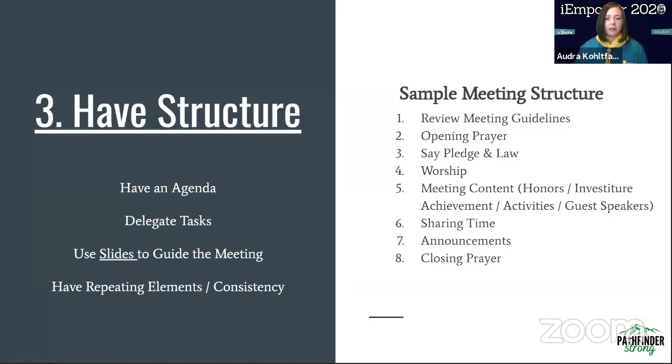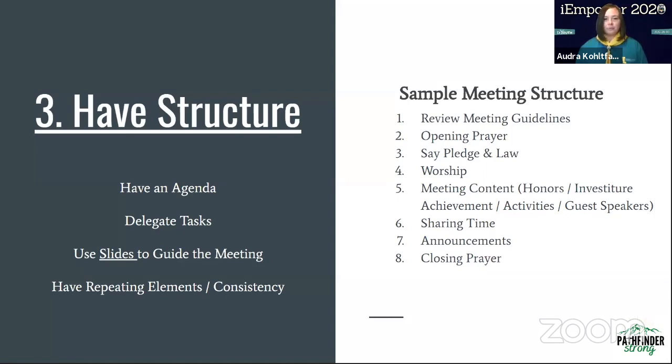So here's an example. This is kind of how I run my virtual meetings. We always start by reviewing the meeting guidelines to make sure that what is expected of the kids each time is clear. We have opening prayer. We say the pledge and law, which is kind of fun. We have all the kids unmute themselves, and on the count of 3, we all just say the pledge and law, which, let me tell you, it sounds horrible, and we all usually end up laughing by the end, but it's just kind of a great icebreaker and way to reinforce those things. And then the kids all remute themselves at the end.